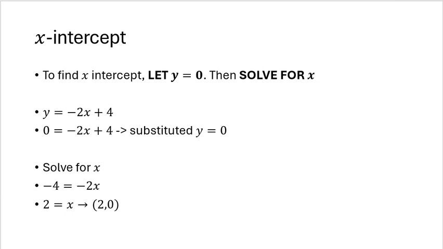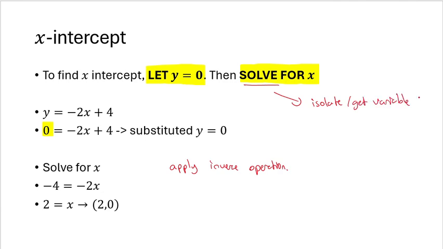For my x-intercept, what you're going to do is let y equals 0, then solve for x. What you are actually doing is substituting y equals 0 into your equation. You see here, I have just replaced the letter y with the number 0 instead, and then I solve for x. To solve for x, you are going to apply inverse operations, and basically the word solve just means isolate, or get the variable by itself, just like that. And we have just solved it, x is equal to 2. So the coordinate point is 2, 0.